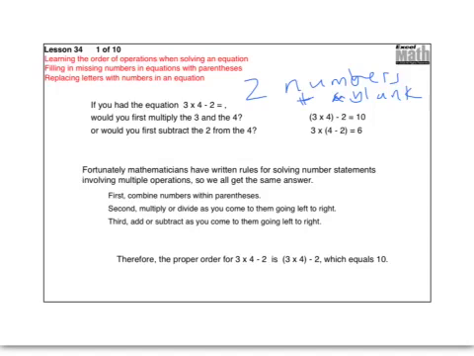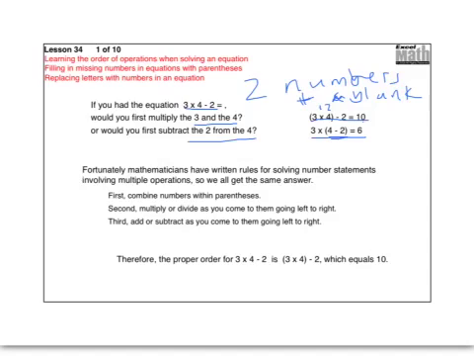If you have an equation, 3 times 4 minus 2 equals, you would first multiply the 3 and the 4, or would you subtract the 2 from the 4? What would you do first? The idea here is, are you going to solve it like this, or are you going to solve it like that? 3 times 4 is 12. 12 minus 2 is 10.